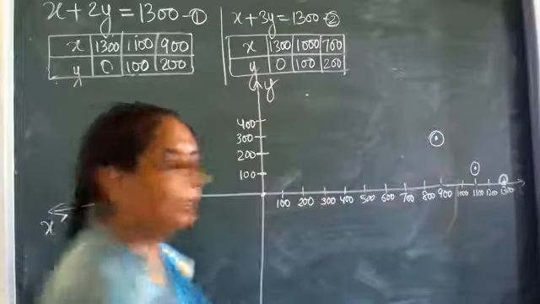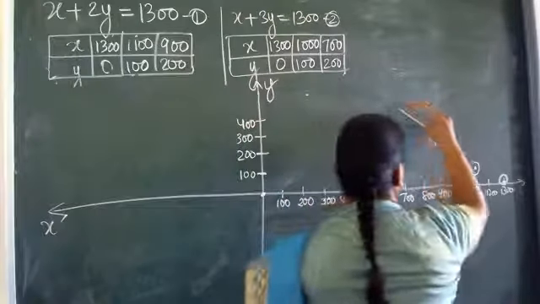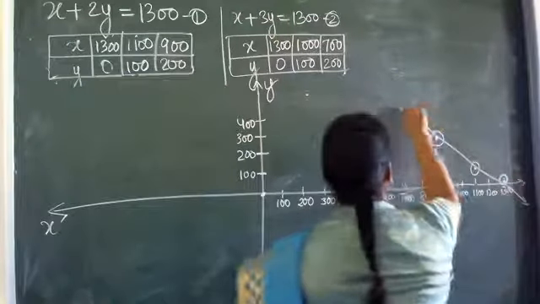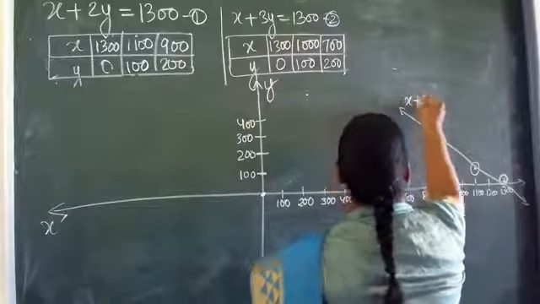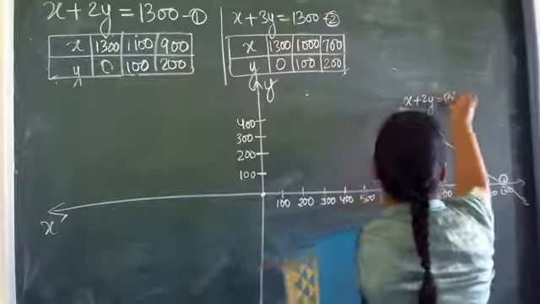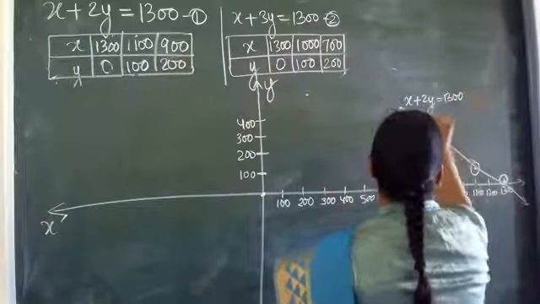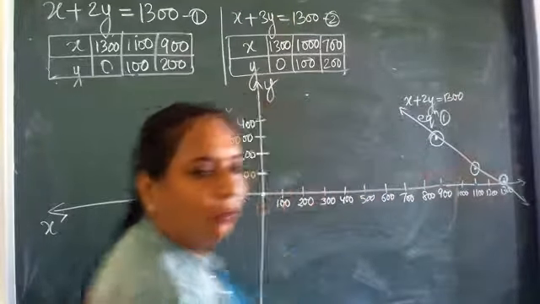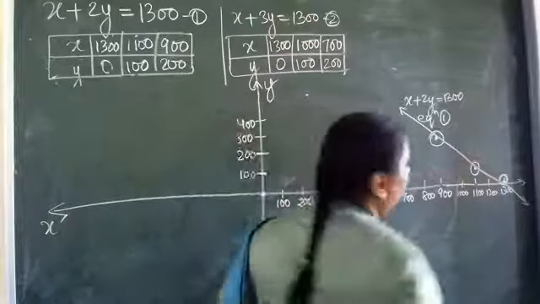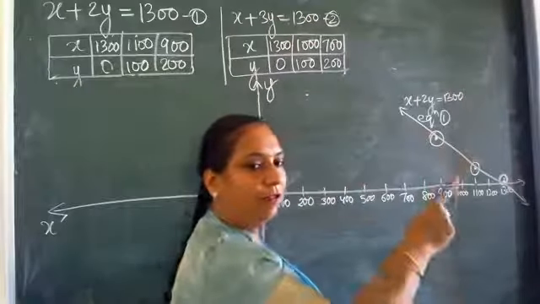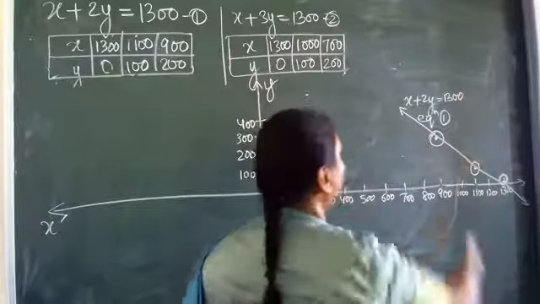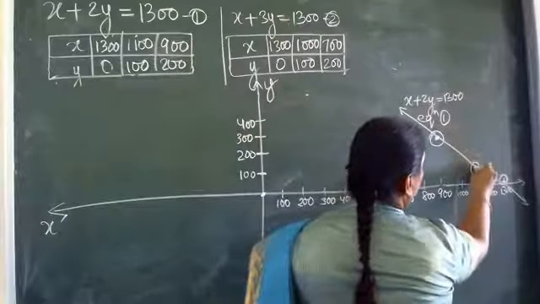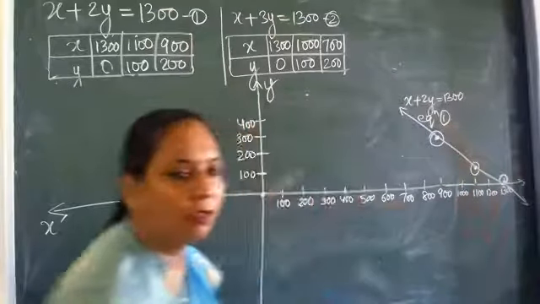Now this is the first equation. Draw a line passing through these points and write the first equation, x plus 2y is equal to 1300, or you can write equation 1. This line represents equation 1. Whenever a line is passing through, we have to denote which equation this line represents. Points are there, so write the point names also.